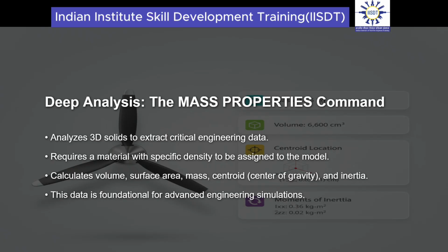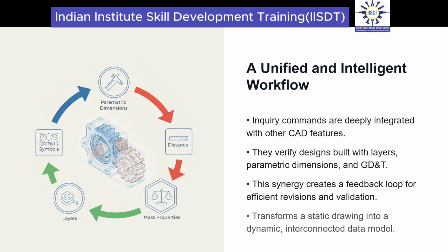The mass properties command provides the raw data that underpins almost all advanced computer-aided engineering, transforming a 3D shape into a virtual physical prototype. It's crucial to understand that these inquiry commands do not operate in isolation. Their true power is realized through a seamless integration into a structured and intelligent CAD workflow. Think of a design built on a foundation of well-organized layers, controlled by powerful parametric dimensions and defined by precise geometric dimensioning and tolerancing, or GD&T.